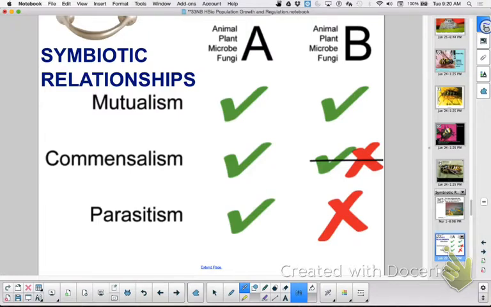Okay, so what do all 3 of these relationships have in common? One always benefits. Do you see how it's good for somebody? Somebody benefits. If it's good for both, it's mutualism. If it's good for one and the other one it's bad for, it's parasitism. If it's good for one and the other one doesn't care, then it's commensalism.